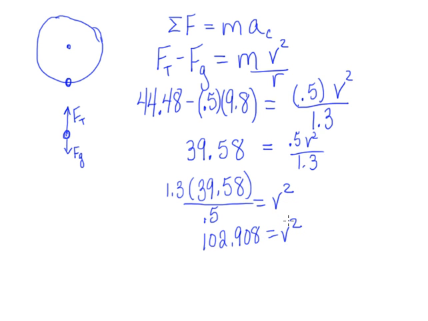So to find my velocity, I'm going to take the square root of that answer and get that my velocity is just over 10 meters per second. It's 10.14 meters per second. So that tells me exactly how fast I can spin that rock before the line breaks and the rock goes flying off to hit who knows what.